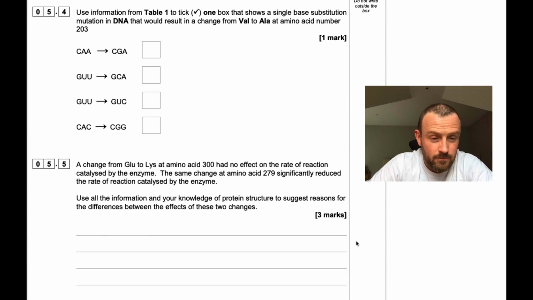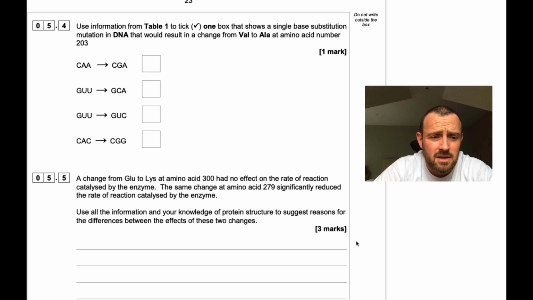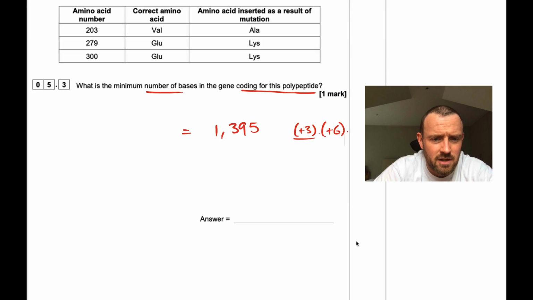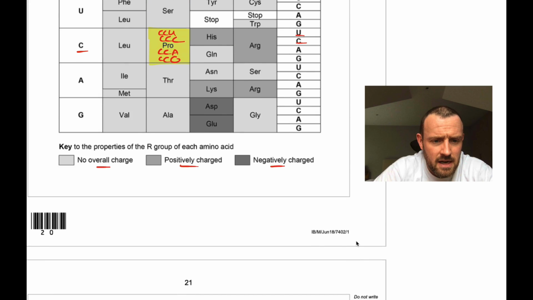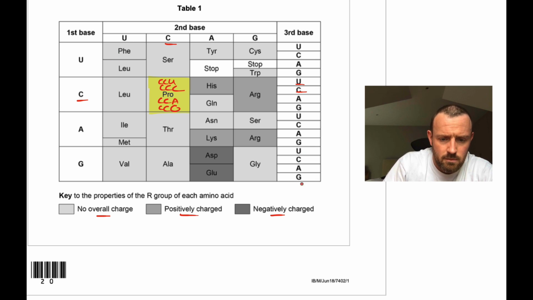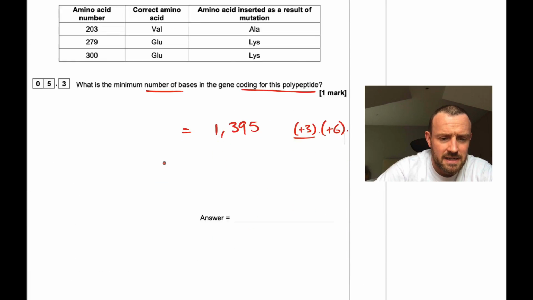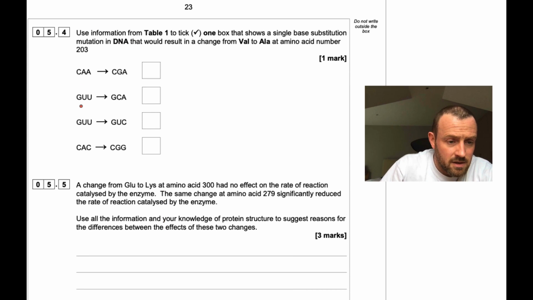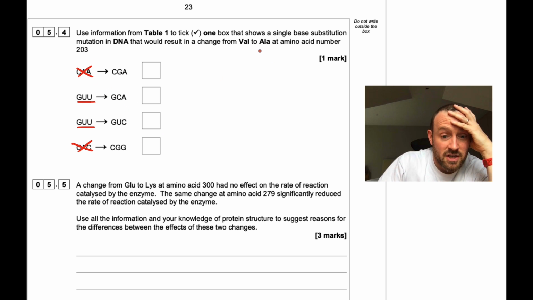Okay, 5.4. Use information from Table 1 to tick 1 box that shows a single base substitution mutation in DNA that would result in a change from valine to alanine at amino acid number 203. Okay, this is just reading the table, so we need to find what the code for valine is. Valine is GU and then something. GU, and then it could be any of those. So which one's a valine down here? That's a valine, and that's a valine. That's not a valine, that's not a valine. So those are out.